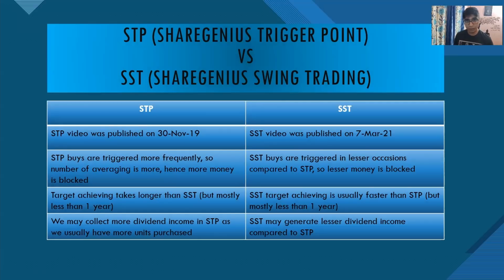There's a plus side in STP. If your stock is a dividend paying stock, because more money is invested there and the time period is usually longer, there are chances you would get a good dividend. Whereas in SST, because less money is invested for a lesser amount of time, there are chances of lesser dividend. Again, it depends on whether the dividend is paid during that time frame or not, whether the stock is dividend paying or not, but this is a plus side for STP versus SST.